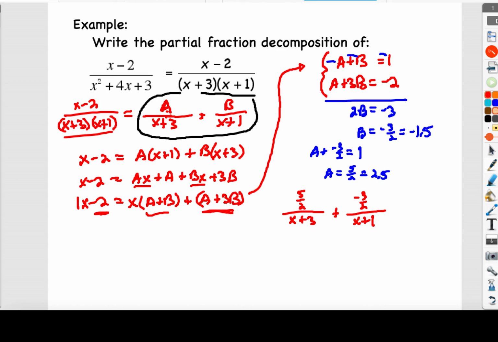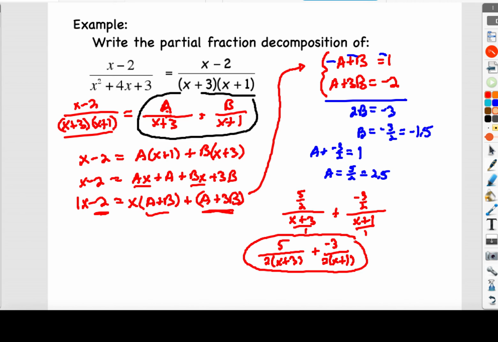Now, if you remember, with fractions within fractions, we don't really love that. So if I think of those denominators as being over 1, we could multiply by the reciprocal, and you actually get 5 over 2 times (x plus 3). And you'd have negative 3 over 2 times (x plus 1), right? Those factors just end up in the denominator. But that basically is our final answer there.